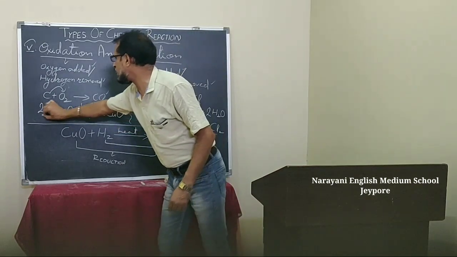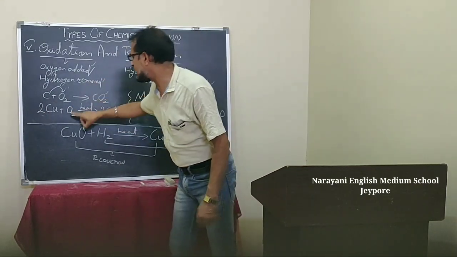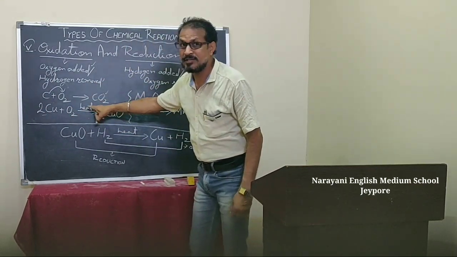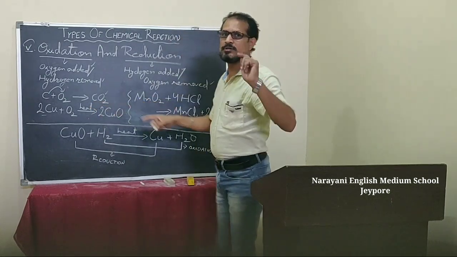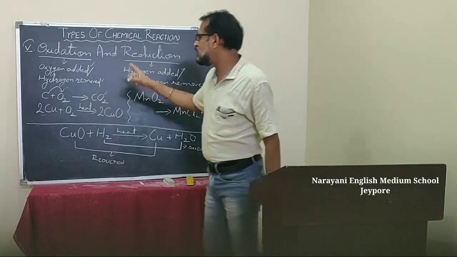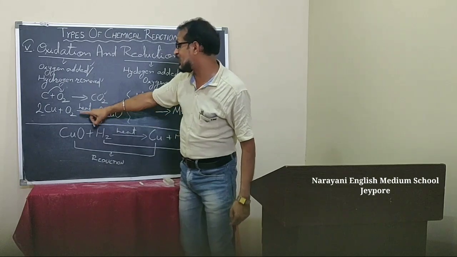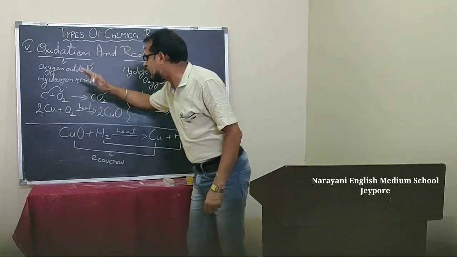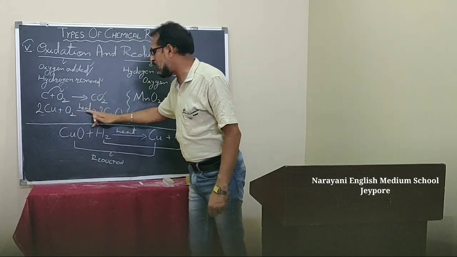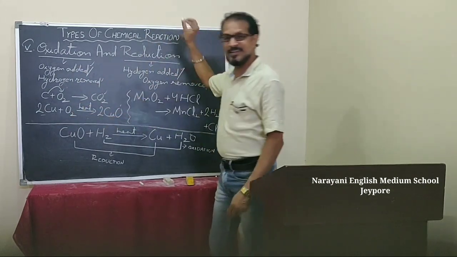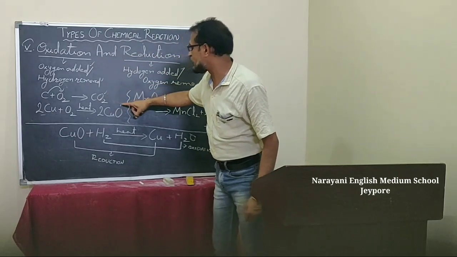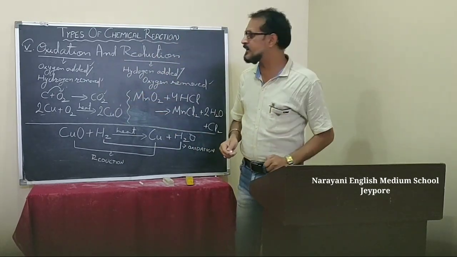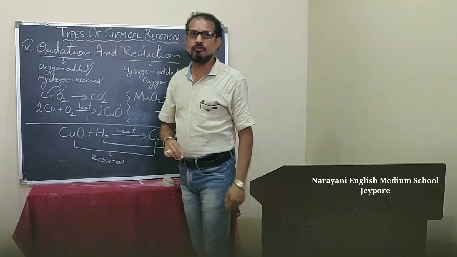Similarly, copper, when reacted with oxygen and provided heat, this is, remember, which reaction? Endothermic reaction. Heat is being required in this reaction. So now let's come to the point. Copper, when reacted with oxygen by heat, here oxygen is added. So in both the cases, we have seen oxygen is added. Thus, these are oxidation reactions.